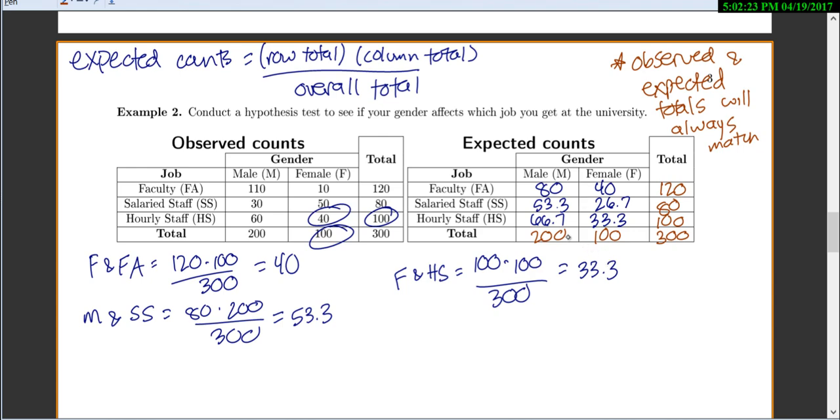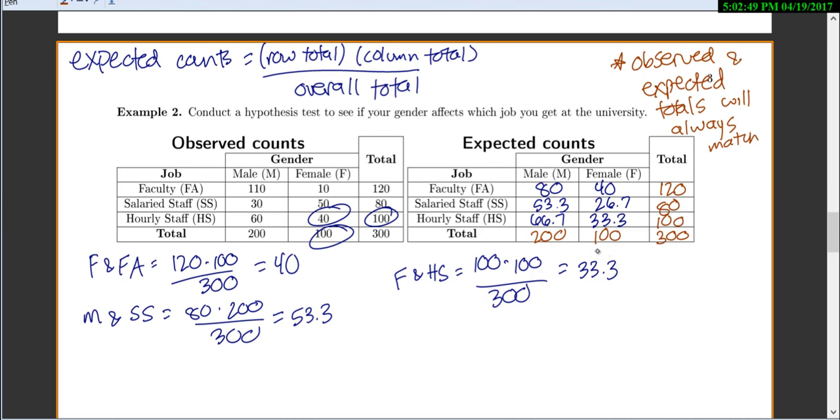Or, if you want to save a little bit of time, some people have noticed, if I fill out this 80 and 53.3 and I know what my totals are, I can get all the rest by subtraction. So 120 minus 80 would give me 40. Or 200 minus 53.3 and 80 would give me 66.7. So you can save yourself some work just using subtraction and get all of these numbers in here if you know what your totals should be. I prefer to double check my work instead, but you can do that.